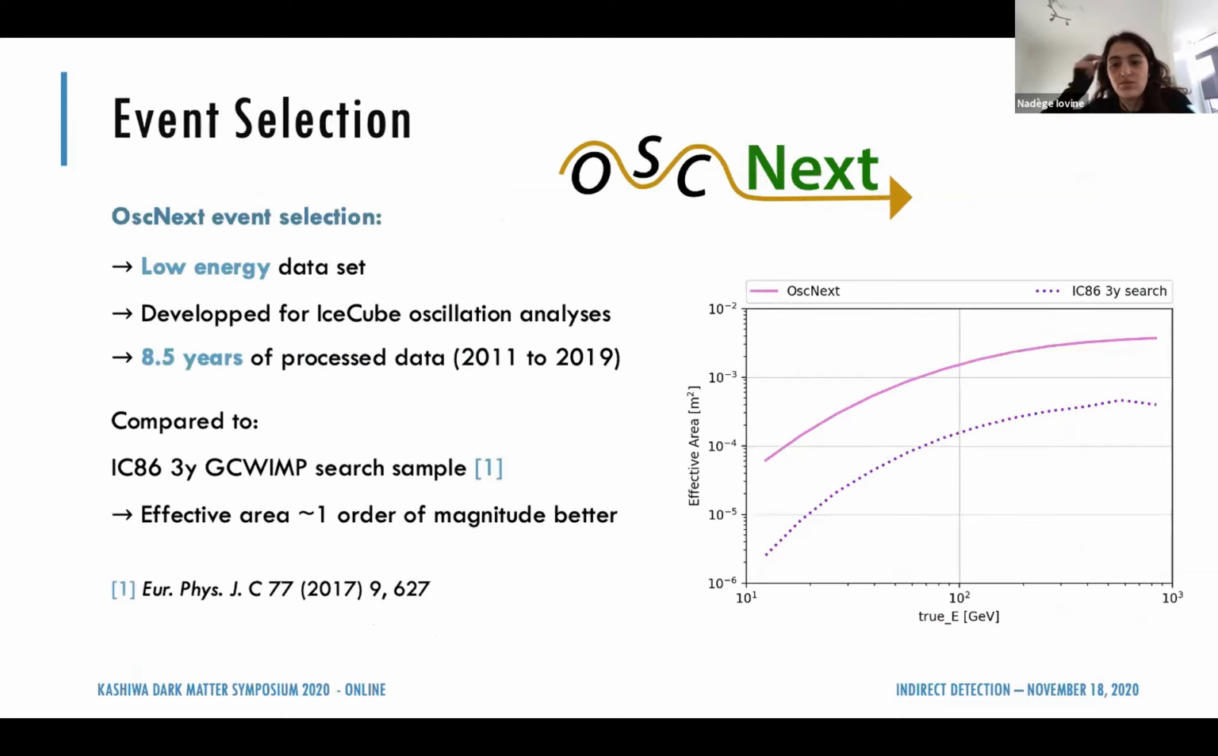So the dataset considered for this analysis is called OscNext and is a low energy dataset which was developed for IceCube oscillation analysis. This dataset consists of 8.5 years of IceCube data taken from 2011 to 2019. And when compared to the dataset from the previously published Galactic Centre Dark Matter Search, which was only using 3 years of IceCube data, we can see that we get a better effective area by considering the OscNext sample, with around an order of magnitude improvement.